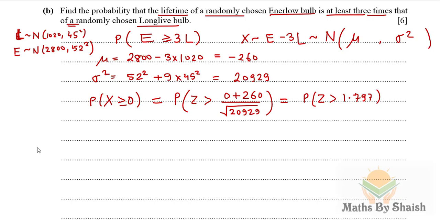Now we will see the distribution graph. This 1.797 would be to the right side of the mean, and because we require values greater than this value, we require this area, that is the probability, so it would be 1 minus this area, so it is going to be 1 minus phi of 1.797. So let's calculate this value from the distribution table.